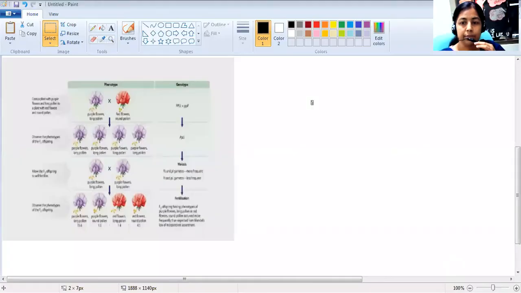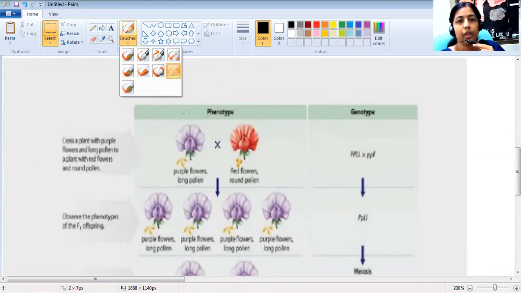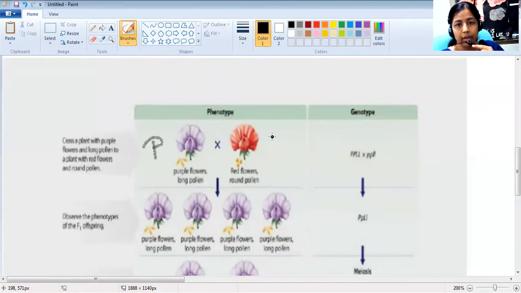When we see the linkage and crossing over parts, here you can see the phenotypic appearance was the purple flower with long pollen and the red flower with round pollen. These purple long flowers were crossed with the red flowers. This is the purple one and this was the red one.